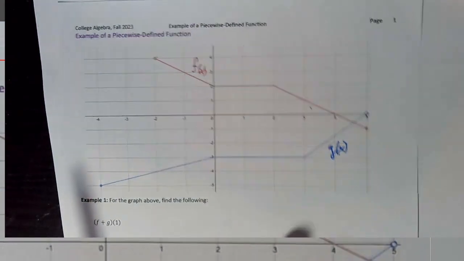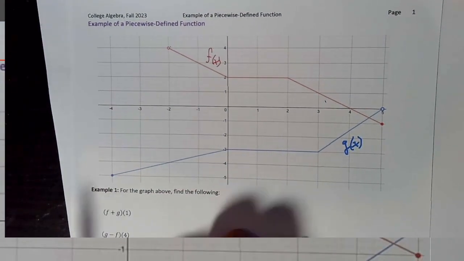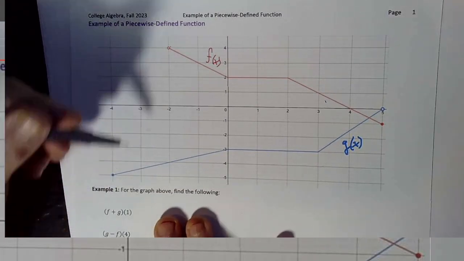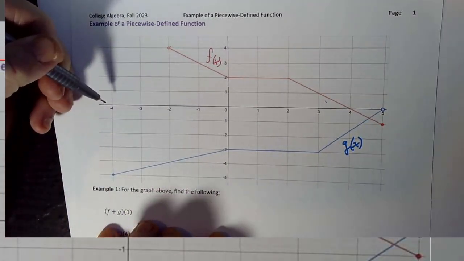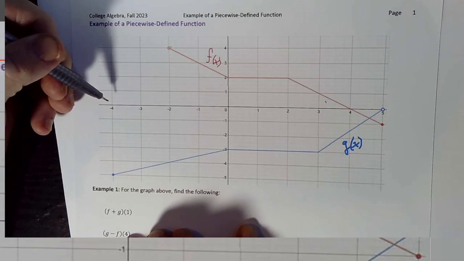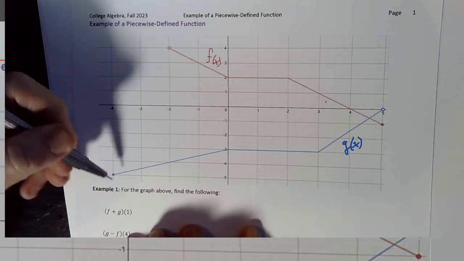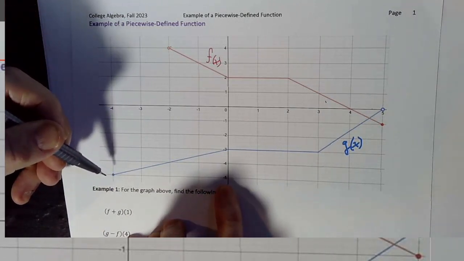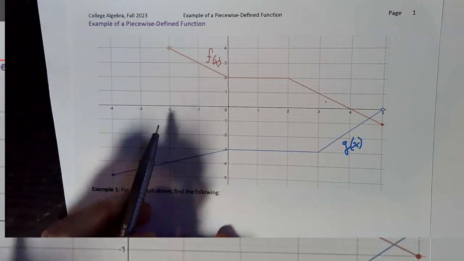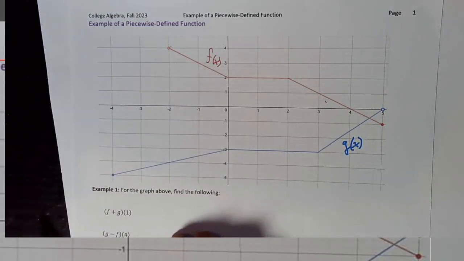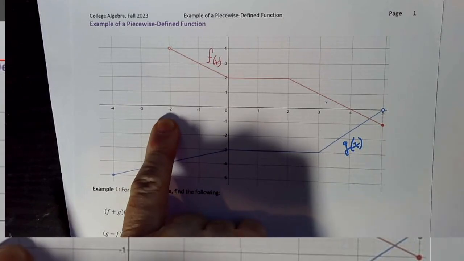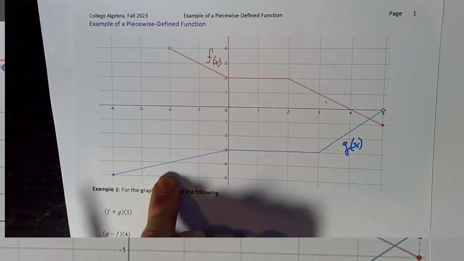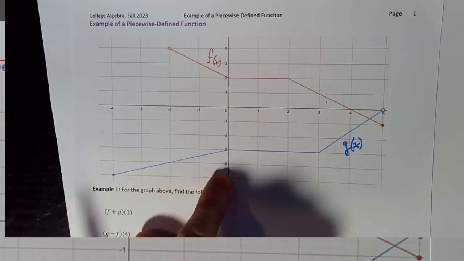G of x is the blue line. It's actually defined all the way back to -4. So at x equals -4, g of x is equal to -5. Let's see what our next whole number value is. At x equals -2, g of x is -4.